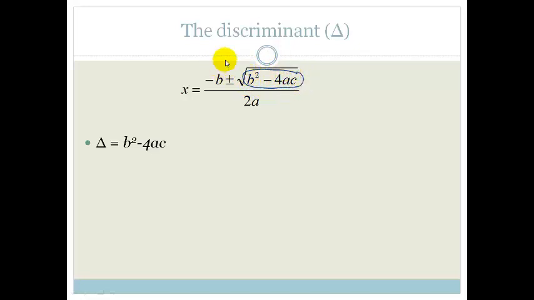They've said let the discriminant, which they've given the symbol delta, capital D, delta, be equal to b squared minus 4ac, okay? And they've realized that if we know something about the delta, then we can tell you something about the roots of this, what x is going to be. So let's have a look at this.